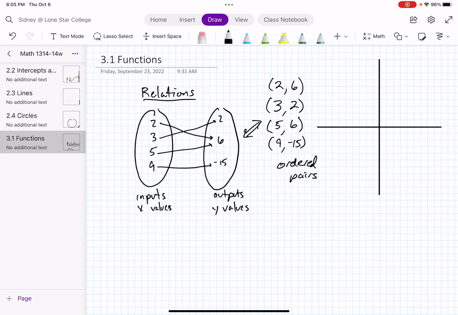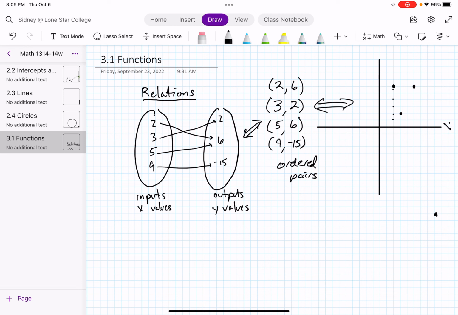And so 2, 6, so 1, 2, 3, 4, 5, 6, right there, that's 2, 6, and then 3, 2 is right there, and then 5, 6 is right there, and then 9, negative 15 is going to be somewhere way down here. But we can look at this, and this once again is mathematically equivalent.